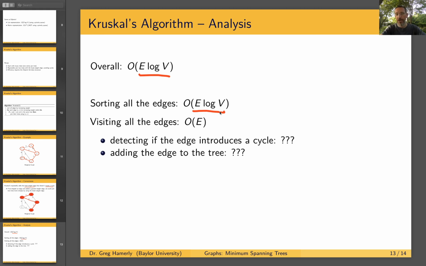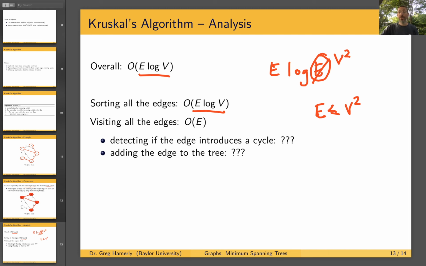The sorting of all the edges. Now, how many edges are there? There are E edges. What is the running time of sorting N things? It's N log N. So we have, in essence, E log E, but we know that E is upper bounded by V squared. So if we took this E and replaced it by V squared, that 2 can come out because it's a log, and we're left with E log V.